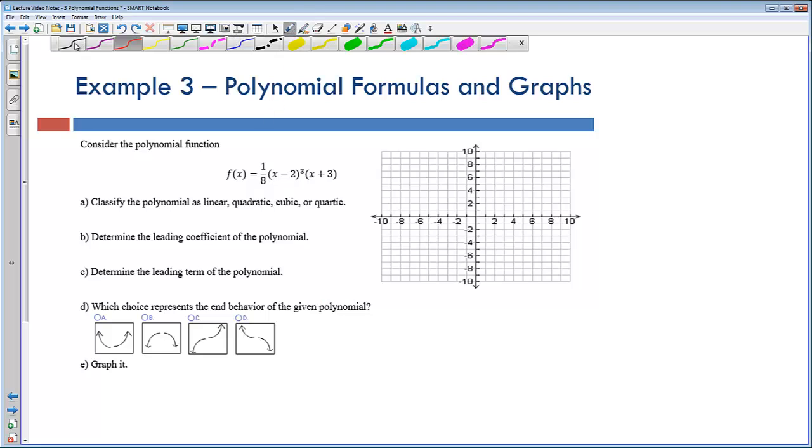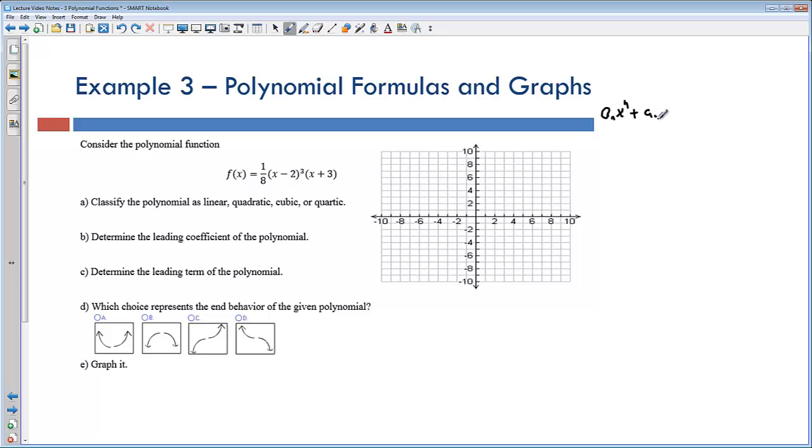Now, when I gave you this polynomial, I didn't multiply it all out because I didn't want you to multiply it all out. But you can multiply this all out, and it can be written in this form: a sub n x to the n plus a sub n minus 1 x to the n minus 1, and so on, down to some constant a sub 0. But I didn't want to multiply it out because that's actually the easy problem. It's a little bit harder if you don't. And so I want to do the harder problem here.